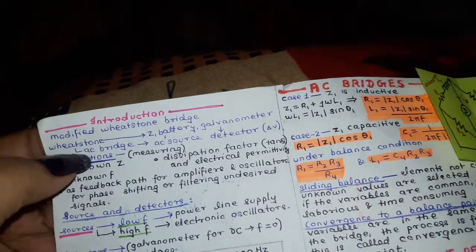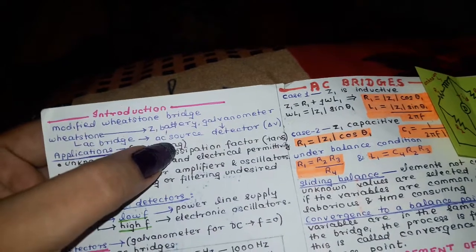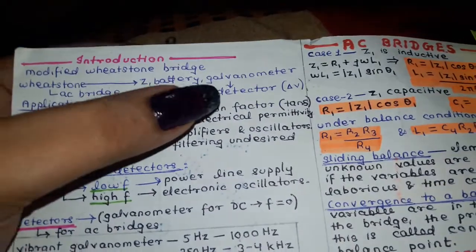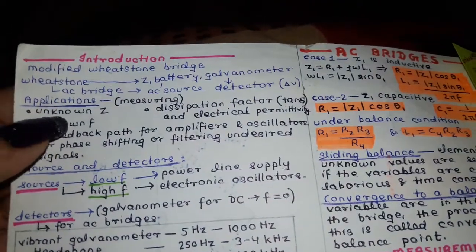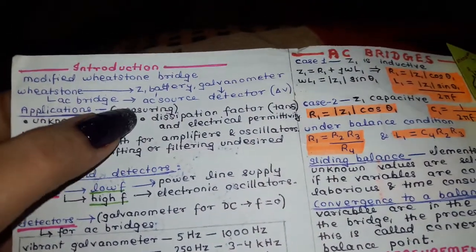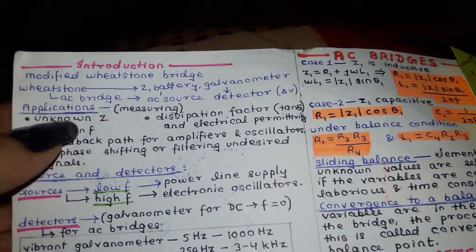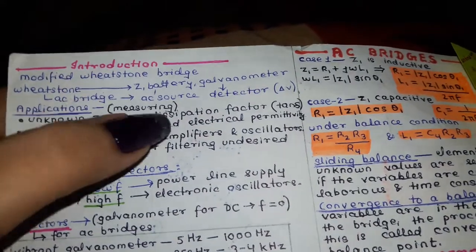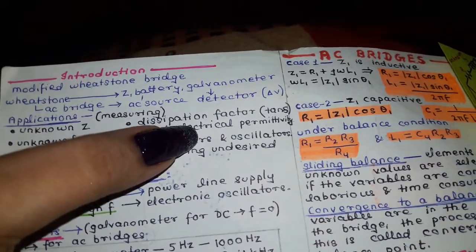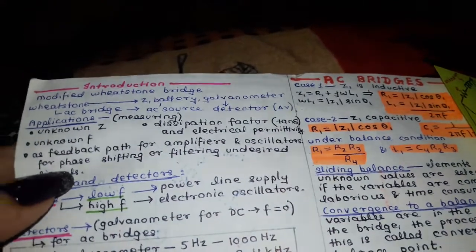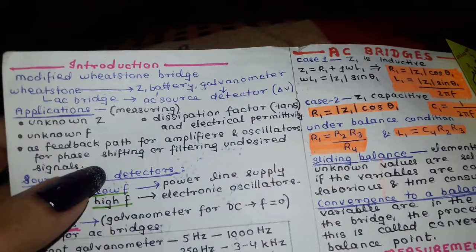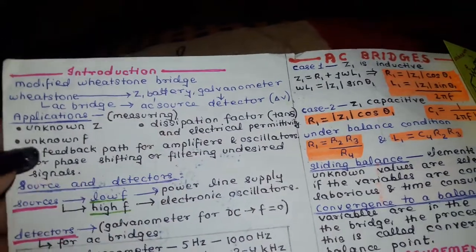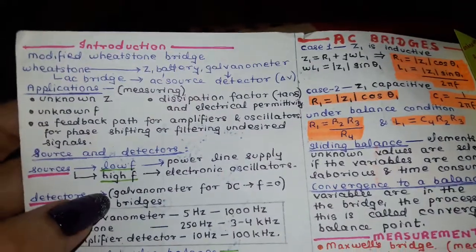But in an AC bridge, we are using an AC source instead of a battery and a detector in place of a galvanometer. Now, the applications of AC bridges: it is used for measuring purposes, measuring unknown impedance, unknown frequency, dissipation factor, and electrical permittivity. Besides this, it can also be used as a feedback path for amplifiers and oscillators, for phase shifting or filtering undesired signals.